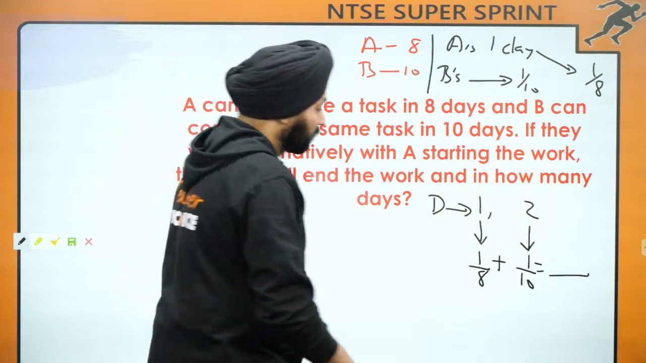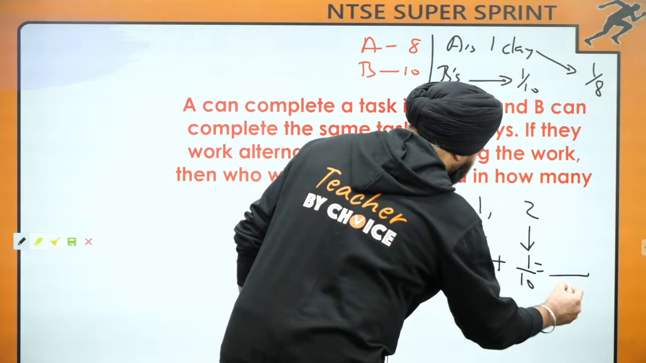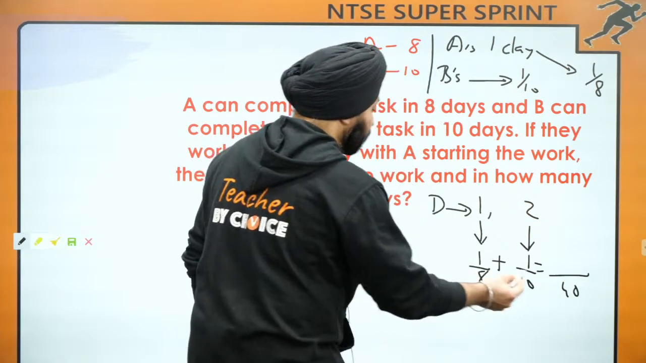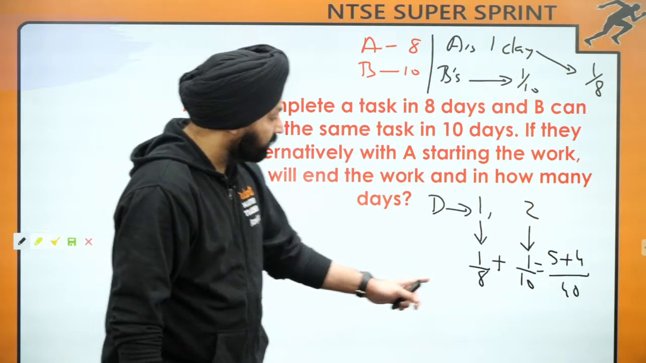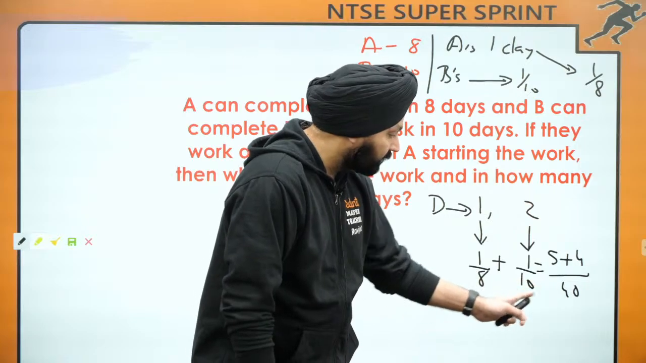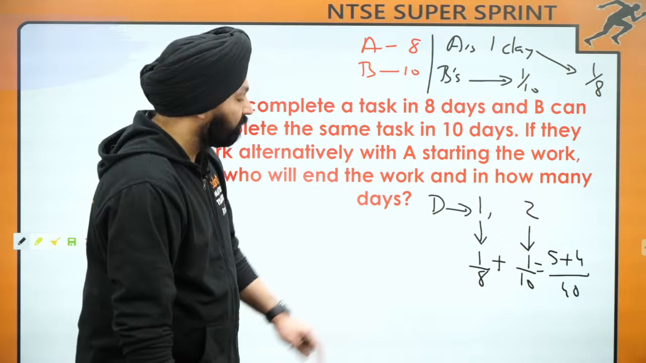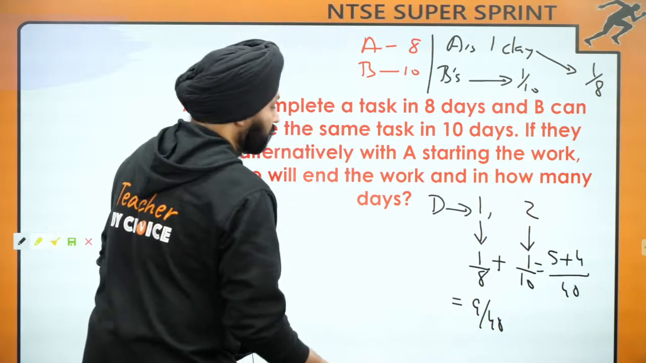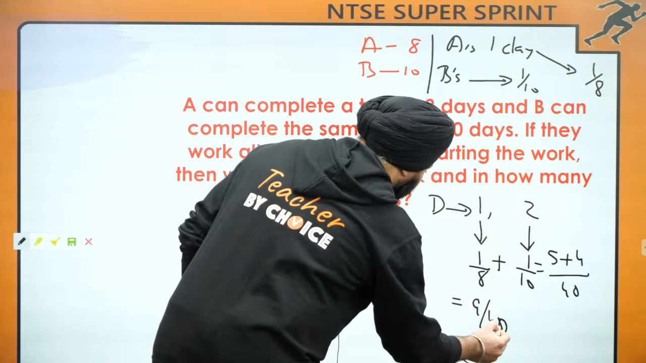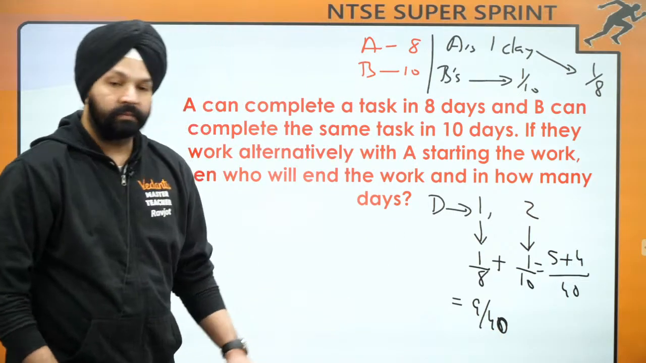टोटल वर्क हमेशा 1 होता है. So the LCM of 8 and 10 is 40. Then we have got 8, 5, 4. Check कर लीजिए, 8 and 10, is that right? So this is 8 and 10, LCM is 40. 8, 5, 10, 4, 9/40, right? So in 2 days they are completing 9/40. Please check it. Is this fine?